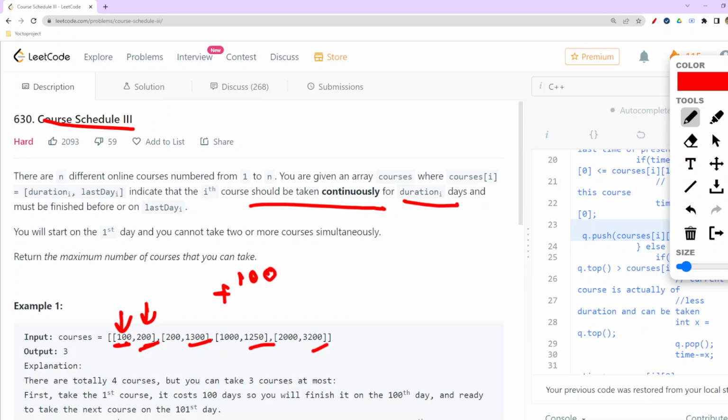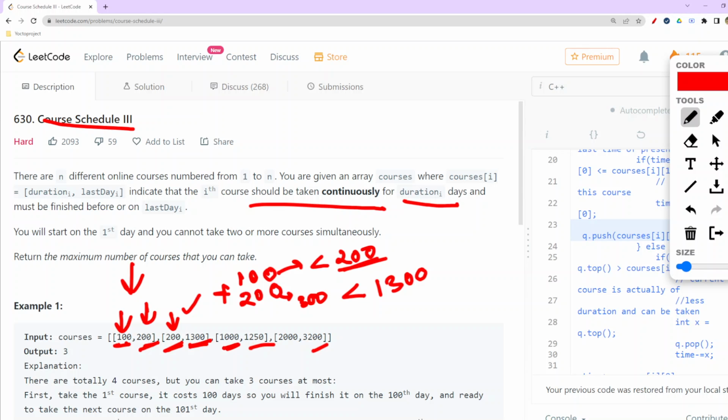So how we can complete them is, if we choose this first course, then we add up to this particular course, right? If we choose this first course, then it could be completed, because the last day is 200. But then we add 200, meaning we now go to this particular course and the last day is 1300. So now the aggregate would be 300, which is less than 1300, so we can take this course also. Then we go to this 1000 course and its last day is 1250, right? If we add 1000, it becomes 1300, which is not less than 1250.